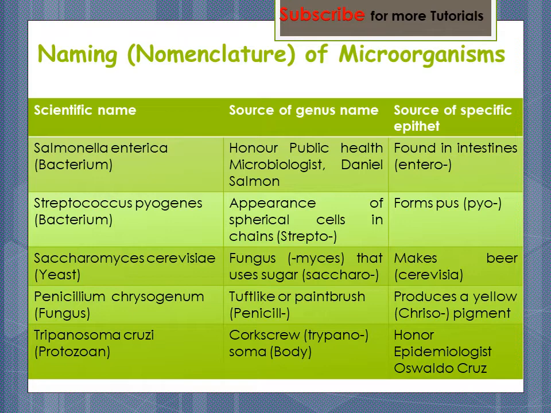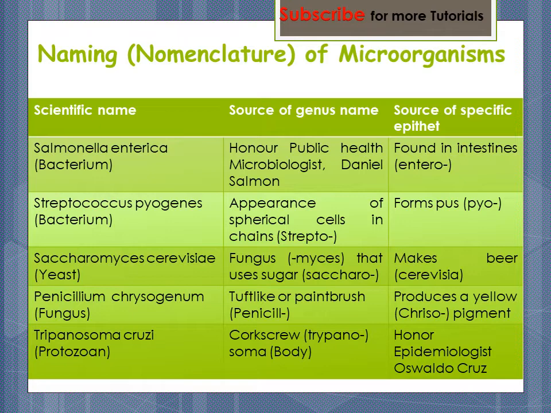Streptococcus pyogenes, the bacterium is spherical and the cells are arranged in chains, and pyo stands for pus. The bacterium produces pus. Saccharomyces cerevisiae is a fungus. Myces is for fungus, and saccharo means sugar loving. Cerevisiae means it makes beer.